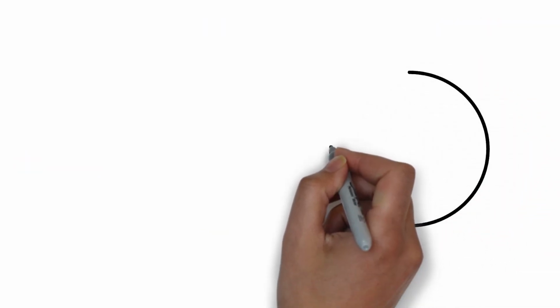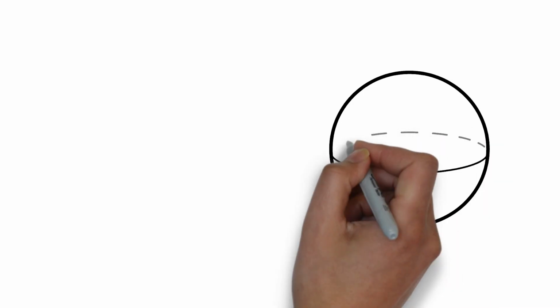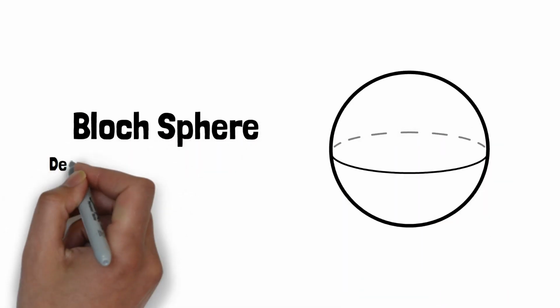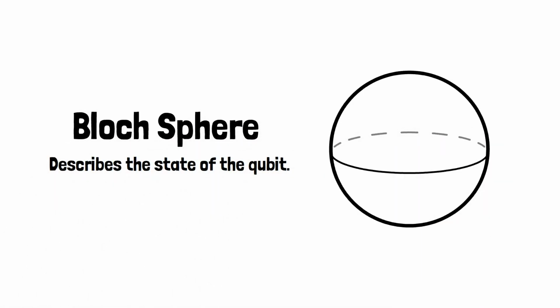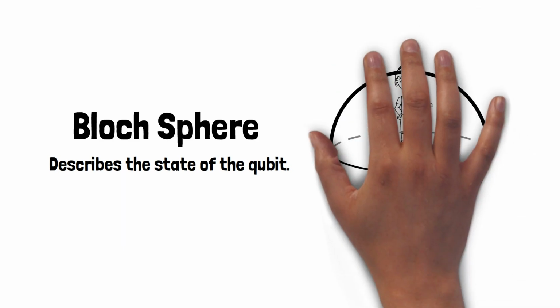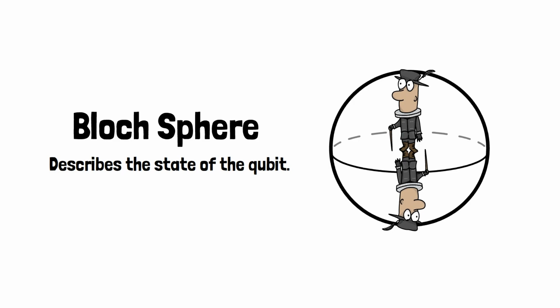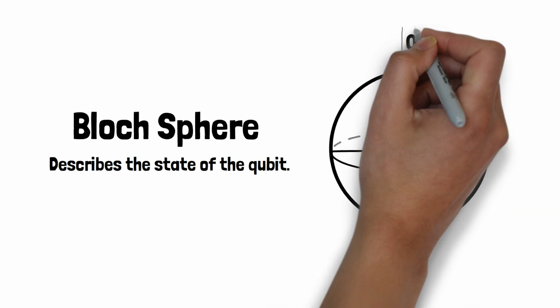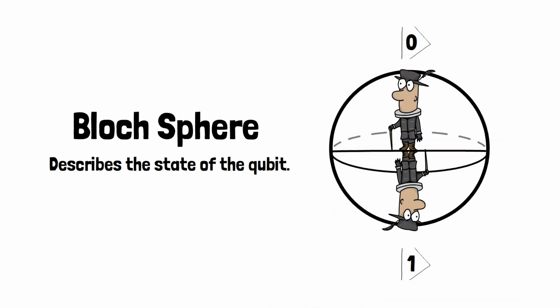Now imagine we have a sphere. This sphere represents our qubit. This is called the Bloch sphere, and it allows us to visualize the state of the qubit. Here, we can see Mr. Qubit pointing up. Before, we had classical positions of up and down, which the qubit can also be in. When it's up, it is in the 0 state, and down, it is in the 1 state.